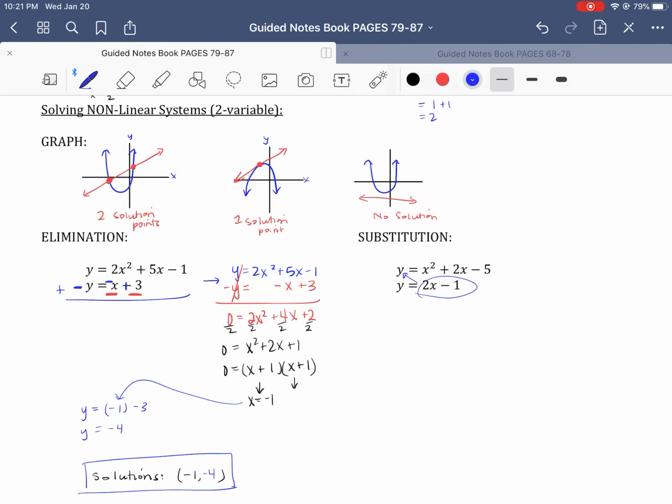So you're taking this, putting it in for y, or in other words, we take 2x minus 1 is equal to x squared plus 2x minus 5. That just created a quadratic equation again with one variable. So we know how to solve this. We need to set it equal to 0. So let's move all the terms to one side. We'll subtract 2x. We'll add the 1 over.